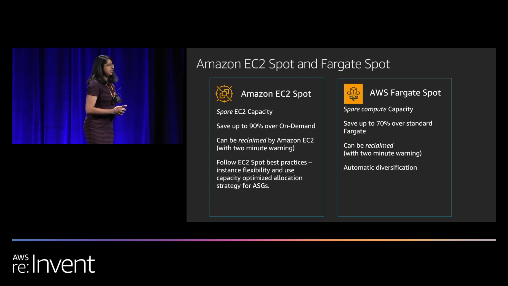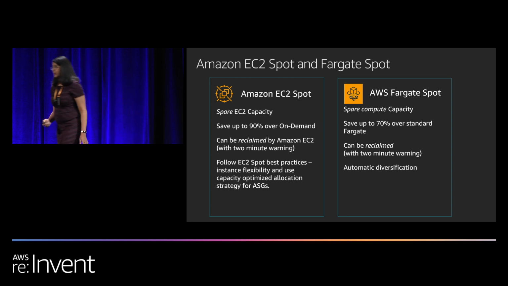So the key thing here is identify workloads like batch-style jobs, big data, CI/CD, web services, any of the fault-tolerant workloads. You can take advantage of Fargate Spot because you don't have to do anything. It's fully managed by us, and you can get up to 70% off of standard Fargate pricing. With this, I hand it over to Nick.